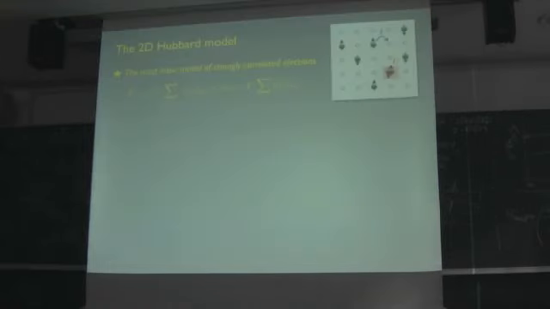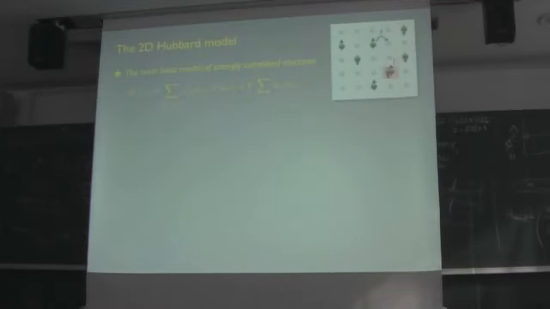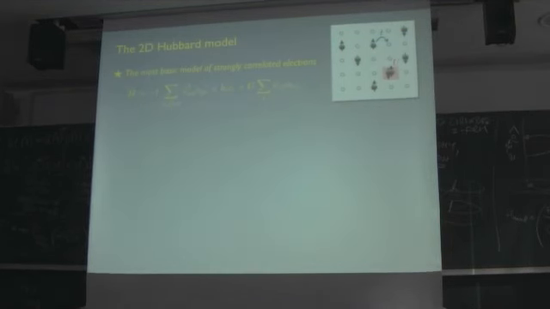Okay, but let's start with the 2D Hubbard model, which can really be seen as the most basic model of strongly correlated electrons. So it plays a similar role in the field of strongly correlated electrons as the Ising model in classical statistical physics. Right? So you just have a Hamiltonian with a nearest neighbor hopping term, so just hopping between nearest neighbors, and then an on-site repulsion with repulsion strength U.